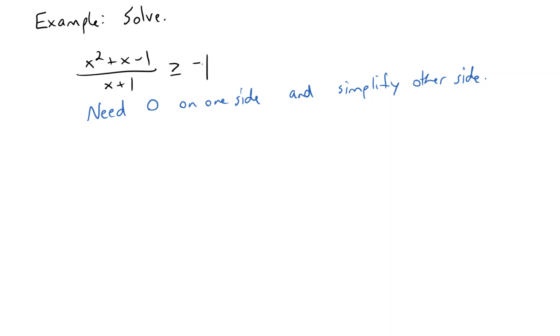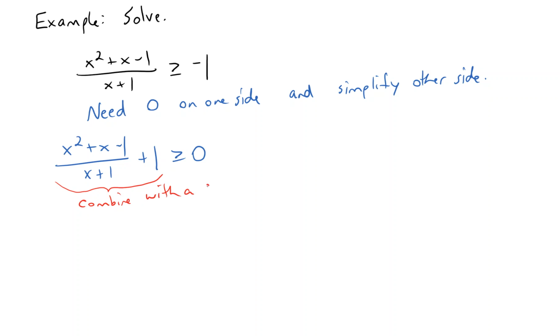So if I want 0 on the right side, for example, I have to add 1. And if I add 1 on the right side, I have to add 1 on the left side. So that gives me my fraction plus 1 is greater than or equal to 0. Now I have to combine these with a common denominator, because I've got a fraction.